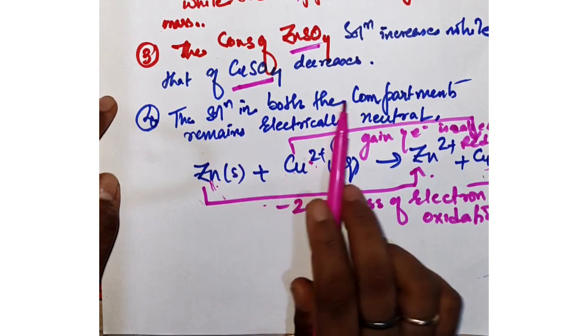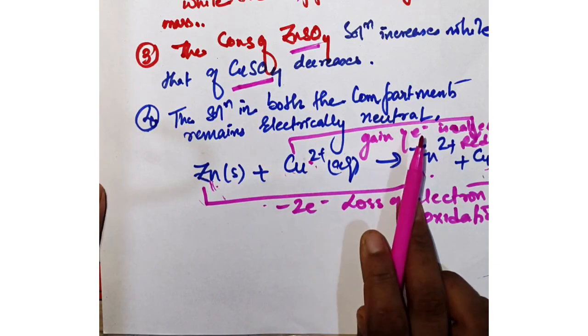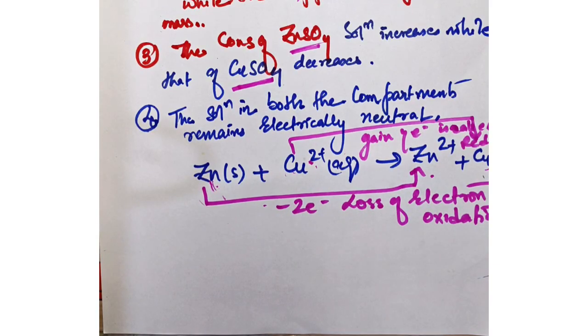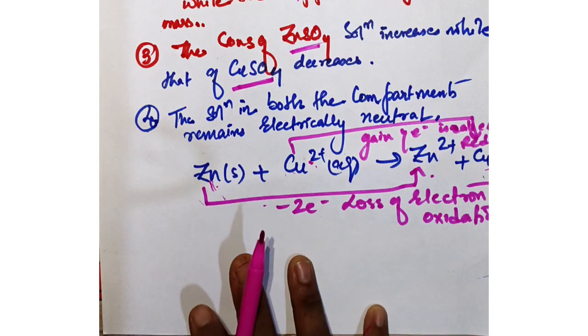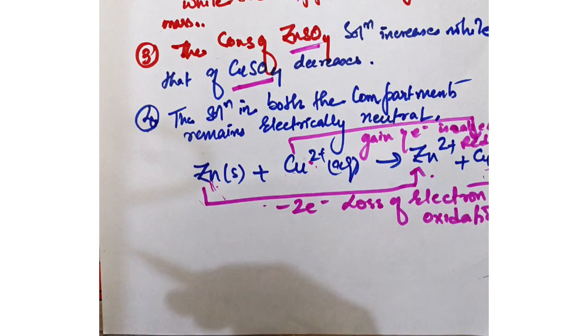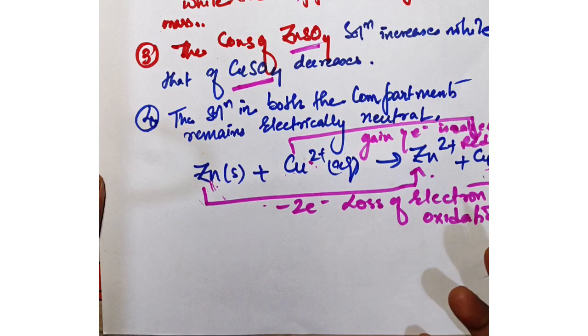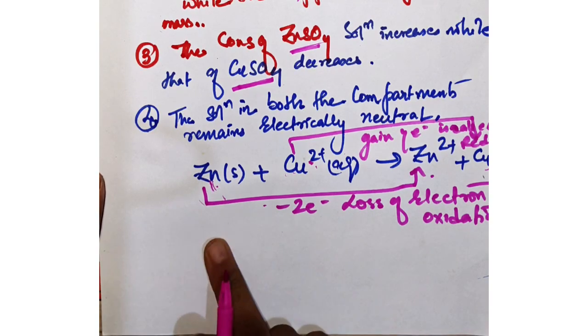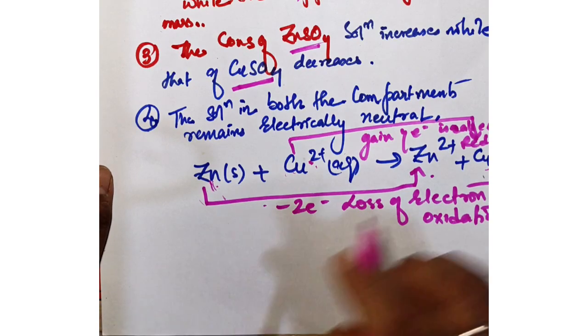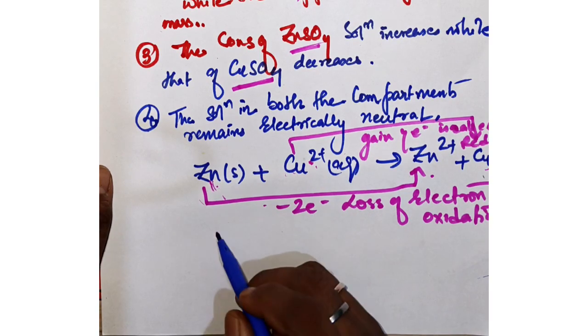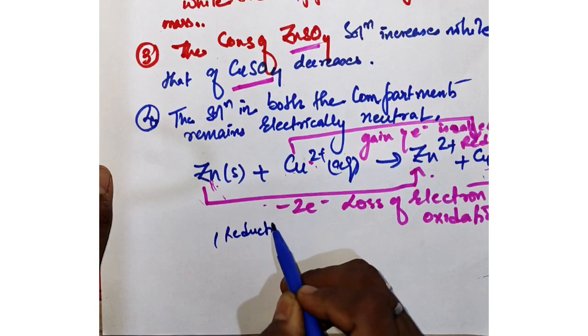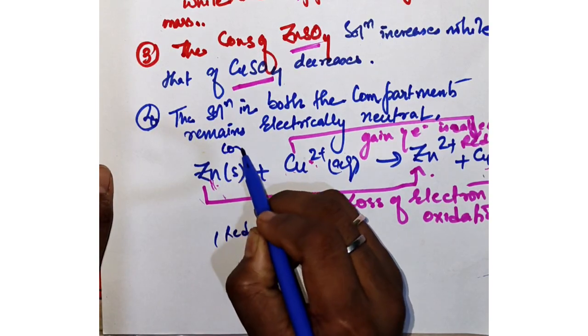The solution in both cases remains electrically neutral with the help of the salt bridge. Now the movement of ions is creating the electric field. So it is called chemical energy transferring into electrical energy. One side is called the reduction half cell and the other is the oxidation half cell. This is your reduction half cell and this side is your oxidation half cell.